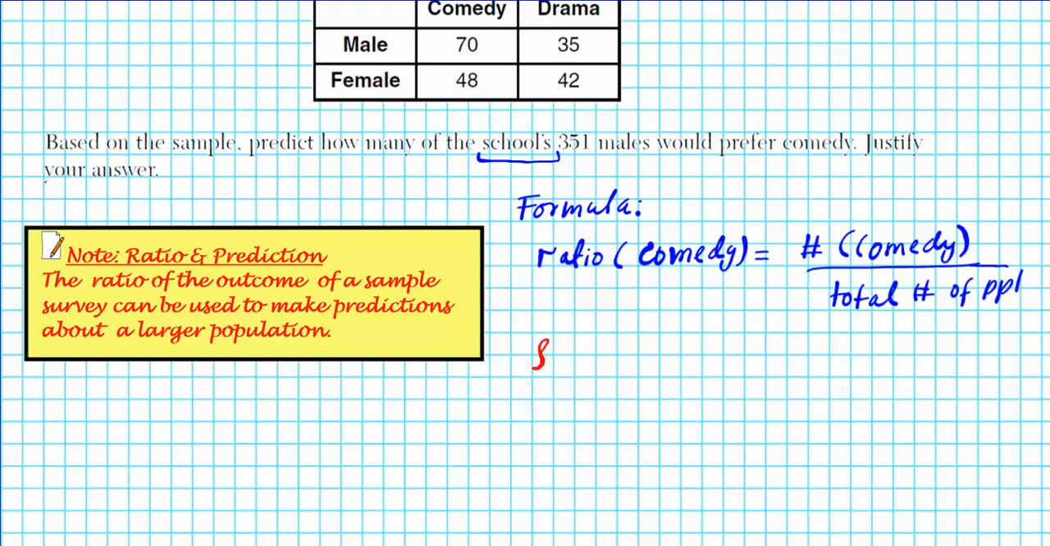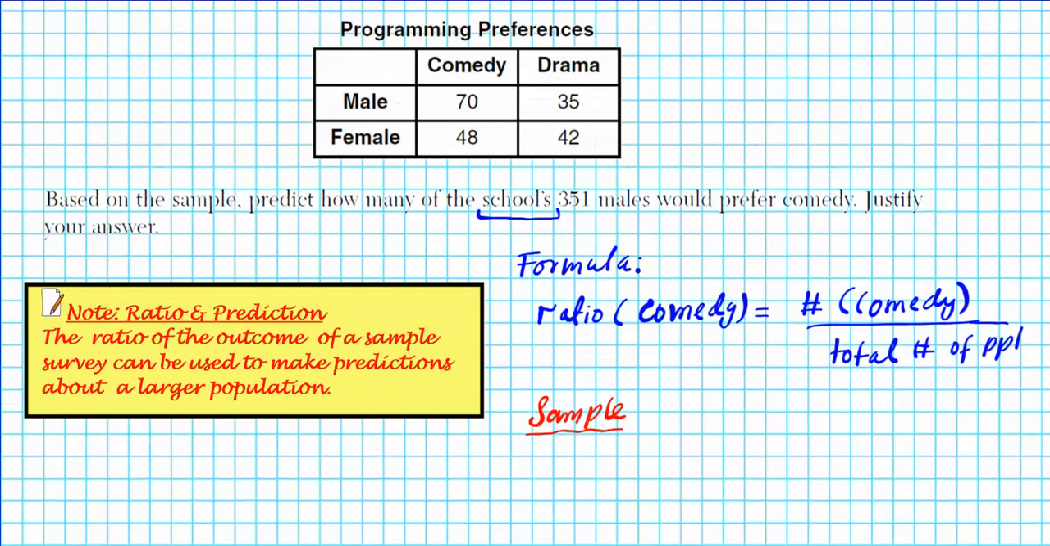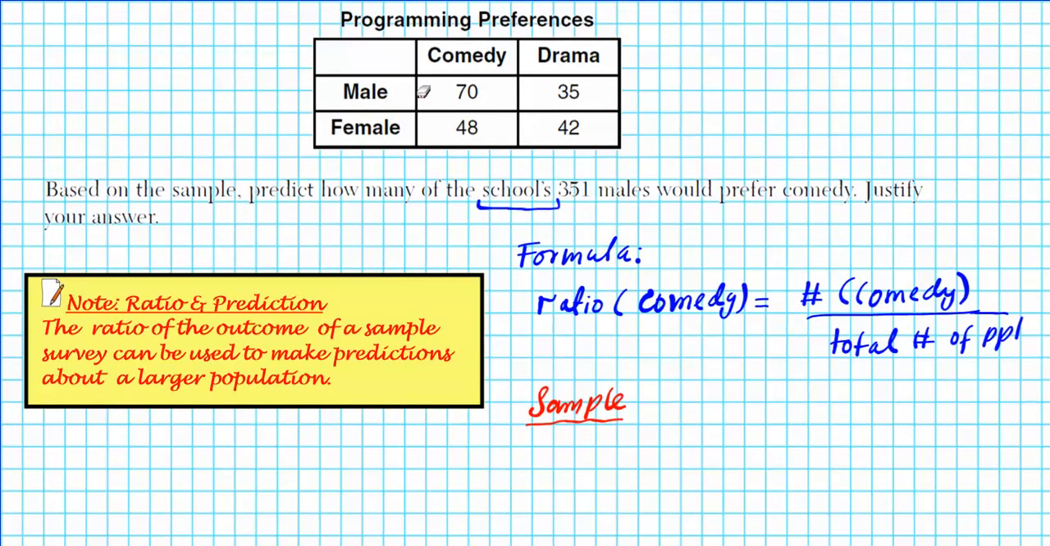We had a sample population, which is just some students that the stats class interviewed during lunch. Okay, so let's formulate an equation with that information. So for the sample, how many male students were interviewed? We're focusing just on males, okay? So for the sample, the number that preferred comedy is basically 70, just males. And then the total number of males for the sample is 70 plus 35, which is 105. 105 males.